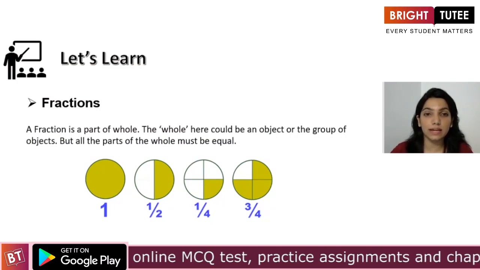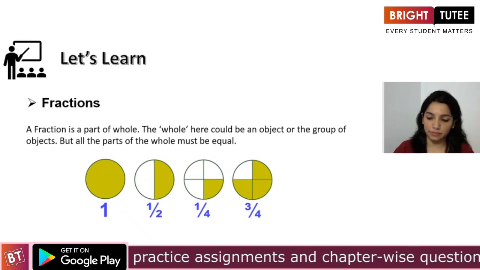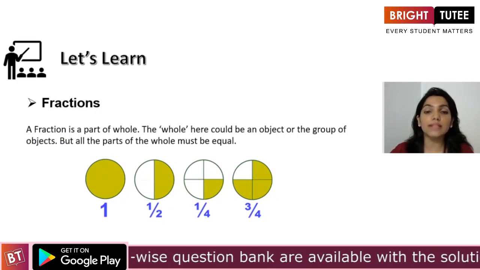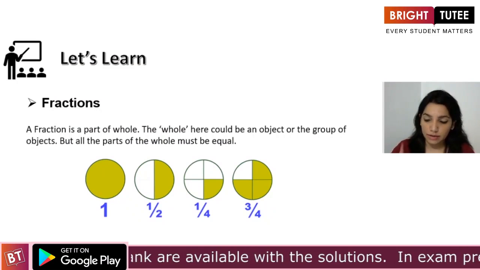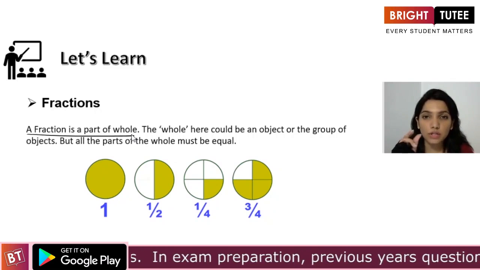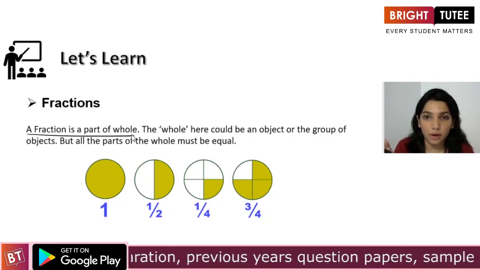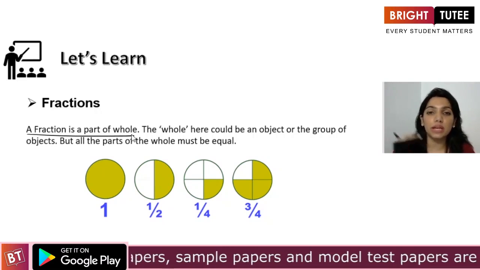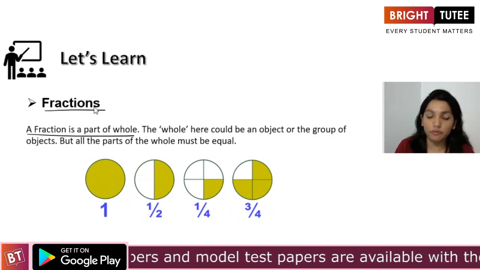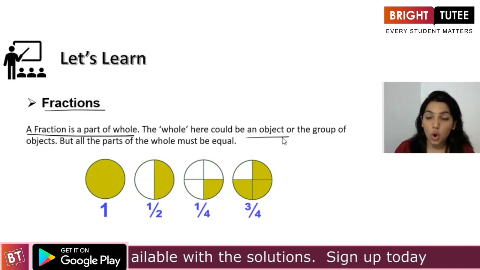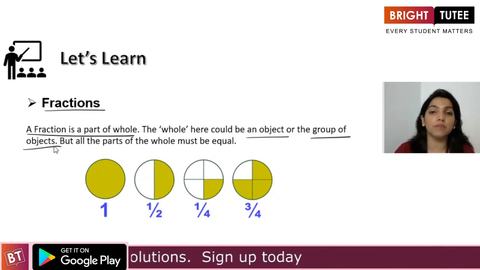Let us understand fractions mathematically. Starting with the definition, a fraction is a part of a whole. Very important line. What is a fraction? It is just a part of something which is big, something which is complete. If we break it into parts, we call them fractions. The whole here could be an object or it could be a group of objects.